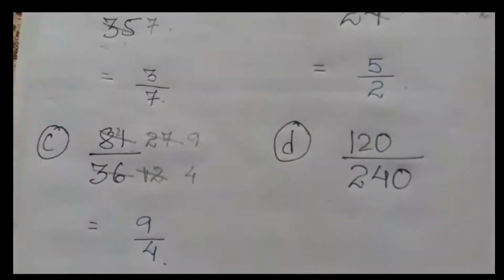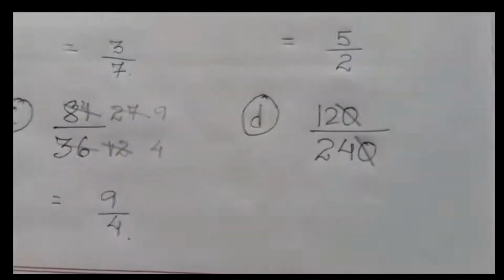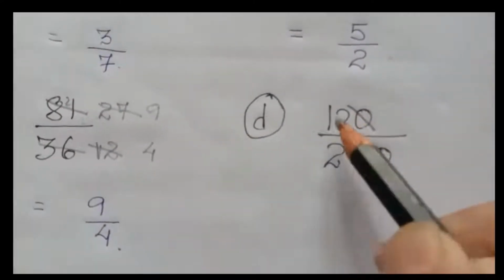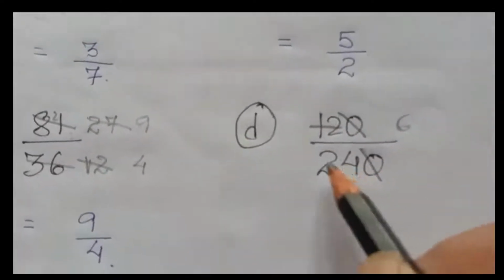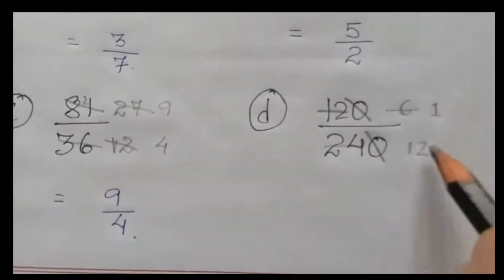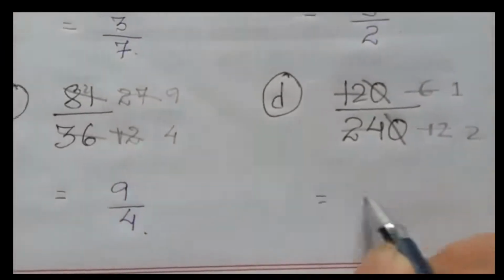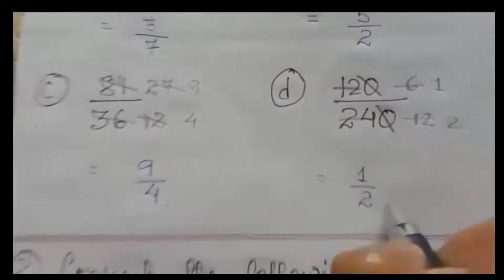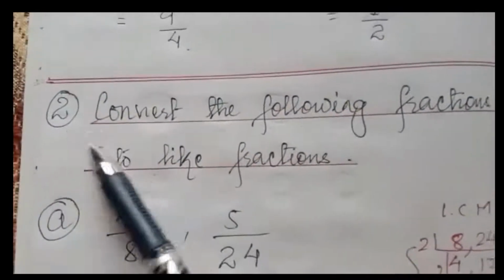Now next is 120 divided by 240. First you cancel 0 0. Then both are even numbers, 12 and 24. Cancel with 2. 2 6s are 12, 2 12s are 24. Now 6 1s are 6, 6 2s are 12. So answer is 1 divided by 2. So remaining questions you solve yourself. Now next is number 2.